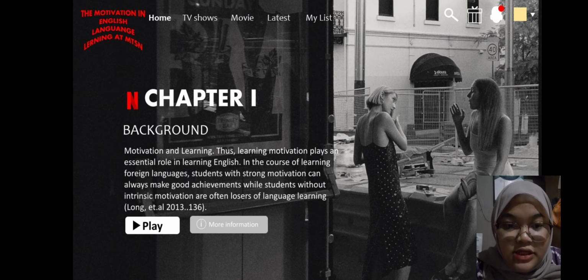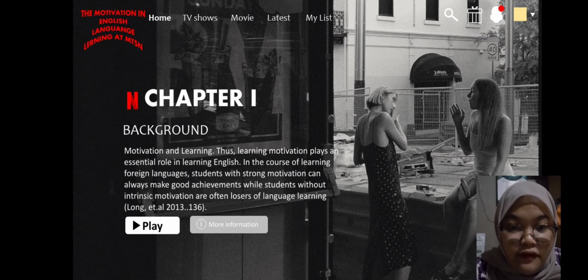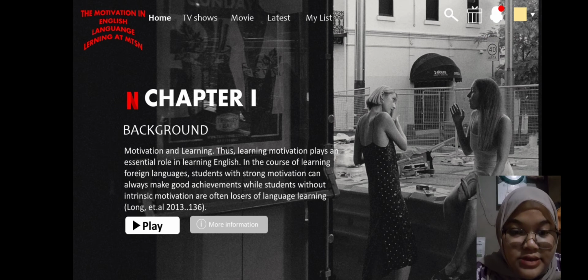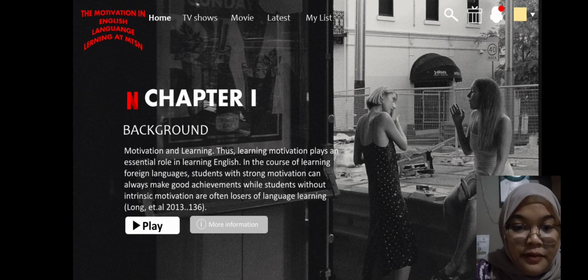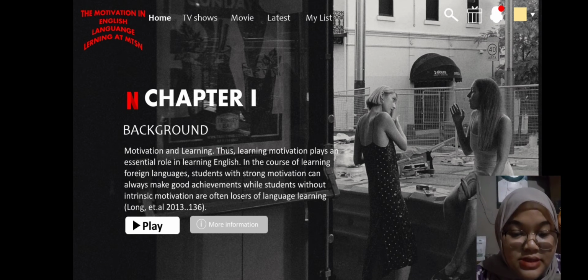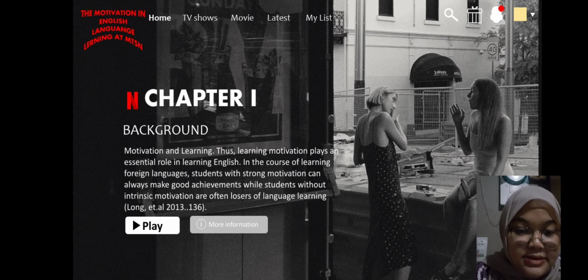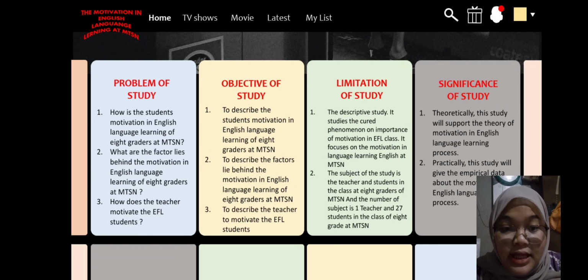Okay, next, motivation is one of the overall factors in English. Motivation is one of the more important factors that affect student performance in English learning. From the facts above, the research will analyze the motivation in English language learning of 8th grade at MTSN. And the problem of the study is based on the background of the study above.